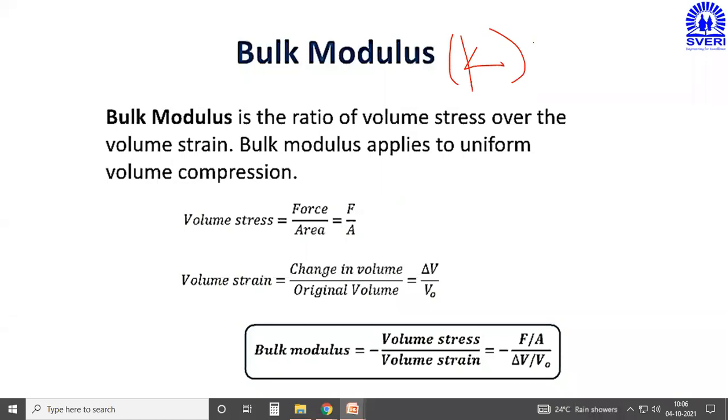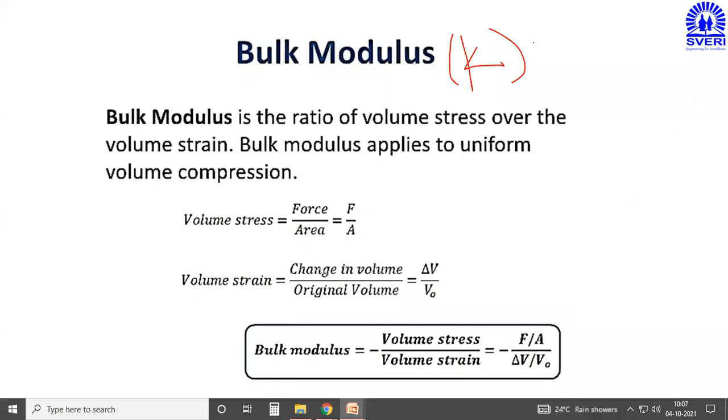What happens if there is a three-dimensional body? That body will have three dimensions: L is the length, B is the width, and D is the depth or thickness. So a three-dimensional body or cube is there. What happens if I apply three forces? One force is applied in the X direction, another in the Y direction, and the third in the Z direction. Due to the three forces applied simultaneously on that cube, there is a possibility of change in volume.